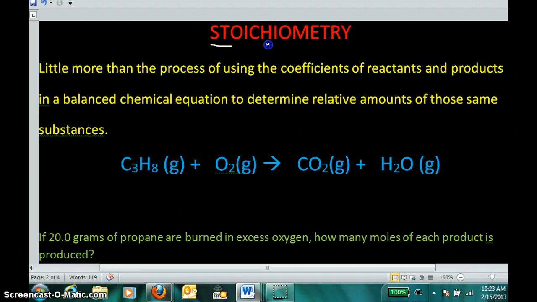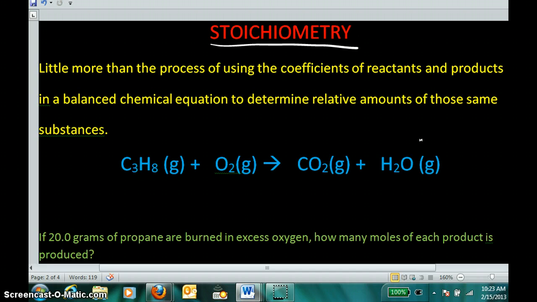So, stoichiometry is really a pretty simple concept when you get right down to it. It's a mean-sounding word in chemistry, but it's little more than the process of using coefficients. Those would be the whole numbers we put in front of our products and reactants in order to balance a chemical process. And we're going to use these coefficients to determine relative amounts of reactants and products that we will need and produce in a certain chemical reaction.